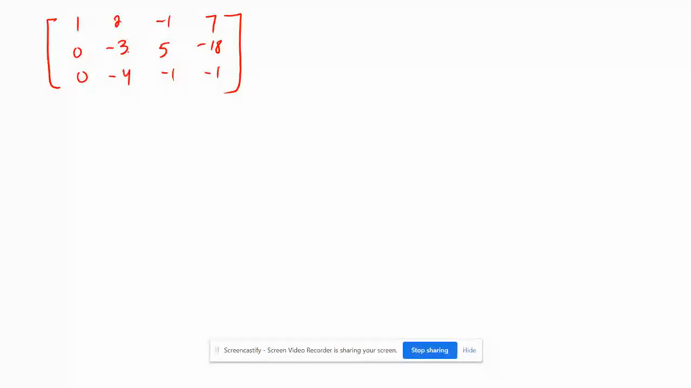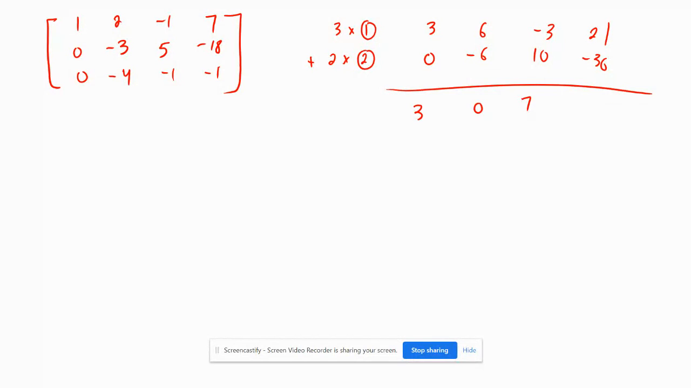I want to use this negative 3, so this term here, to get zeros above it and below it. So to do that, I need to go 3 times equation 1 plus 2 times equation 2. Okay, I've gotten a 0 in this position over here now.